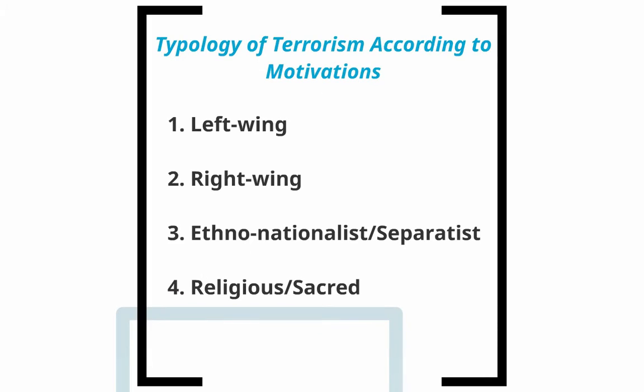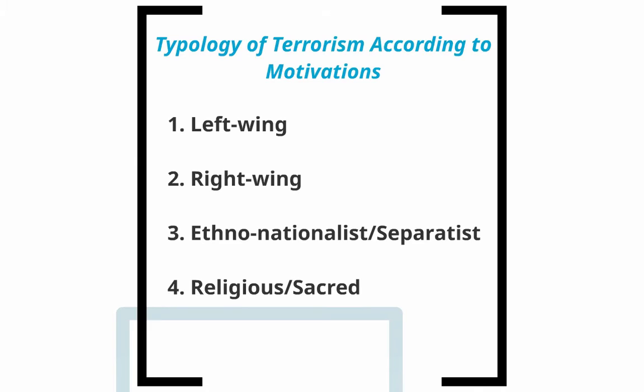What are the motivators for terrorism? At the broadest level, the most macro level, we can talk about 4 different types of motivations. This would be if you were talking to a representative of this terrorist group: what do you stand for? What is your goal? What are those objectives that you want to achieve and you're willing to use violence in order to achieve them? We could talk about left-wing, right-wing, ethno-nationalist or separatist, and religious or sacred.